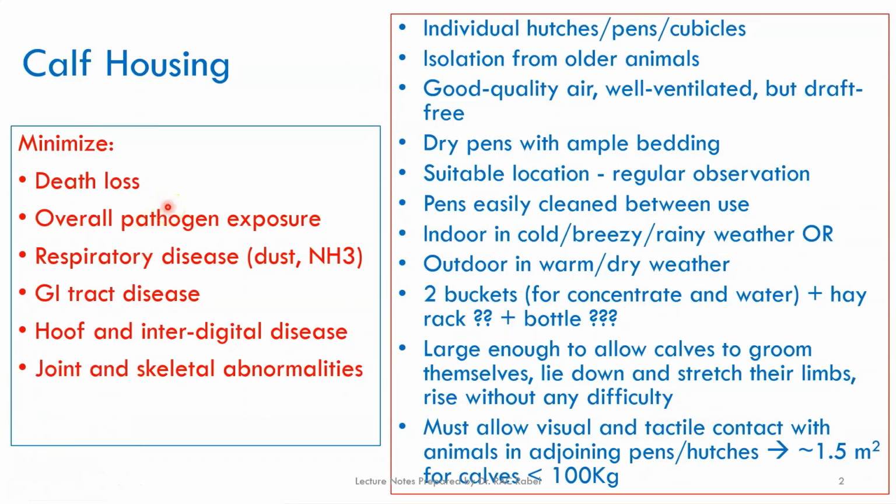Right. So you will learn that there's a variety of housing such as indoor, outdoor, individual, group pens, etc. But whatever the type of housing may be, it has to be designed in such a way as to minimize the mortality rate, morbidity rate, and therefore, by minimizing pathogen exposure. And it's mainly, as you know, calf diseases are respiratory diseases and GI tract diseases, diarrhea, and so on.